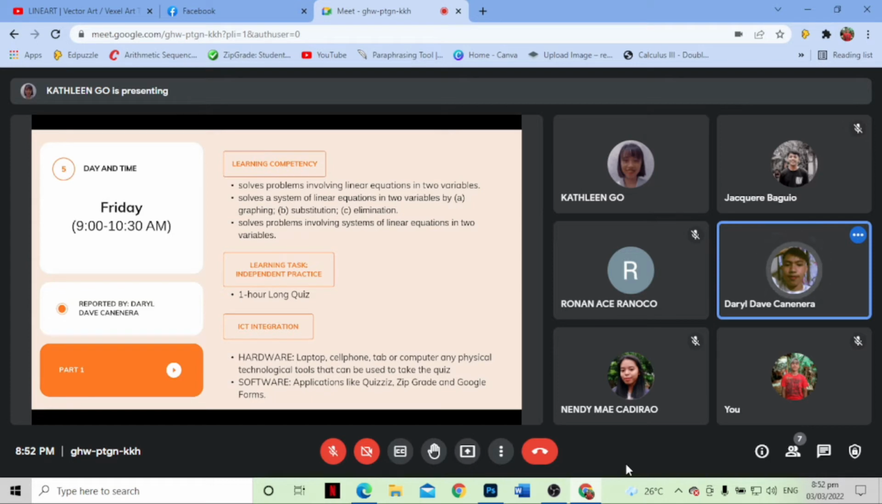For the Friday schedule, the learning competencies are as follows. The students will solve problems involving linear equations in two variables, solves a system of linear equations in two variables by graphing, substitution, and elimination. The students will also solve problems involving systems of linear equations in two variables. For their learning task will be an independent practice, which is a 1 hour long quiz. For the ICT integration, for hardware, a laptop, cell phone, tab, or computer, any physical technological tools that can be used to take the quiz. For software, applications like Quizizz, ZipGrade, and Google Forms.